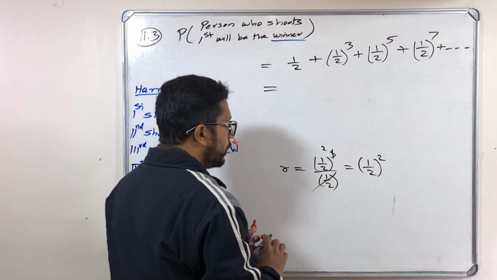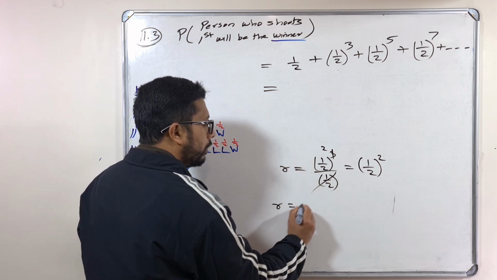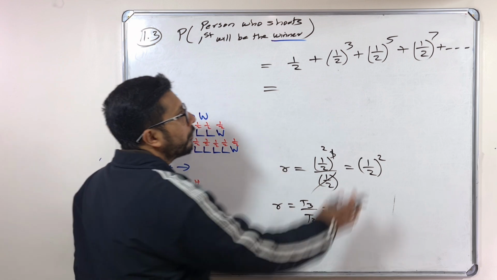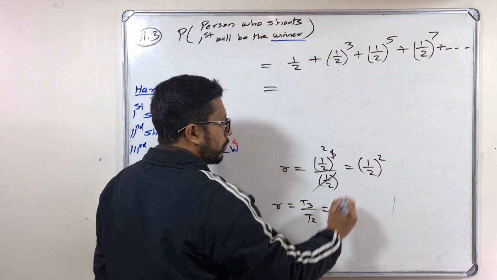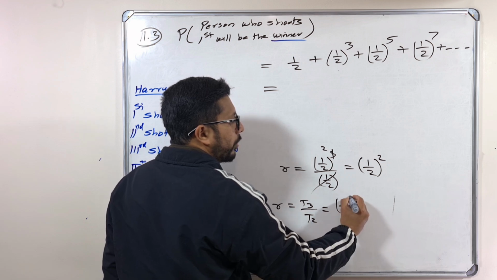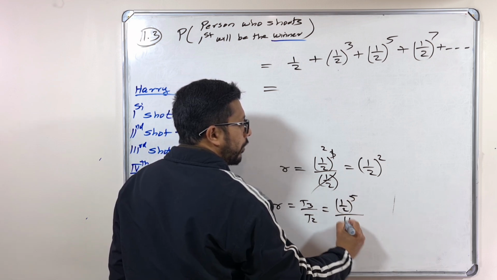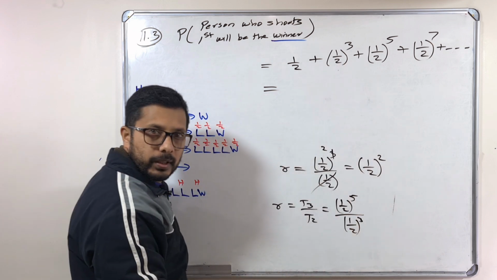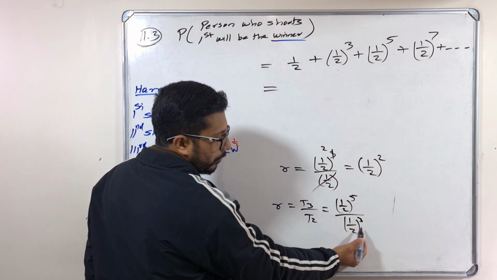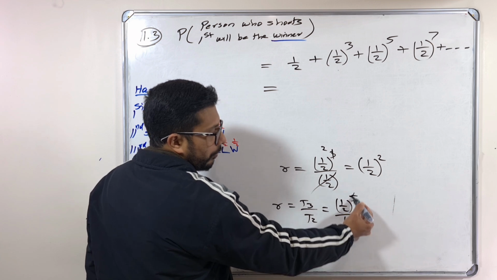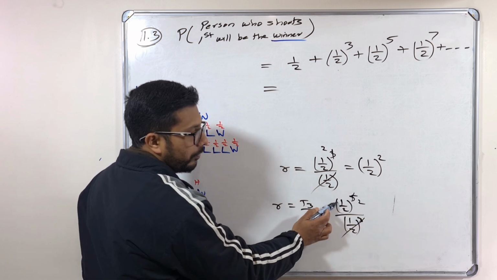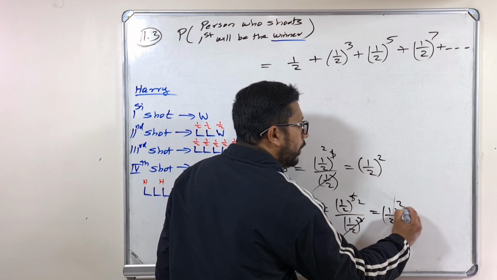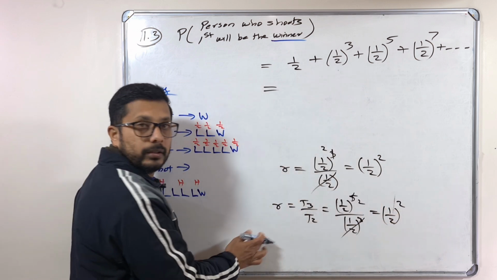Or instead of T2 by T1, another way to find R is T3 by T2. This is T3, this is T2. So what is that? 1 over 2 the whole raised to 5 divided by 1 over 2 cubed, since T2 is 1 over 2 raised to 3. So how many 1 over 2 can you cancel? 3. So the remaining is 1 over 2 squared. So you can see that you are getting a common ratio here.